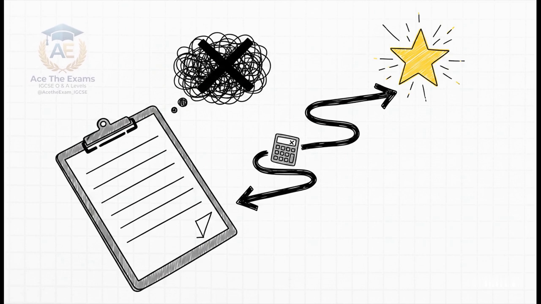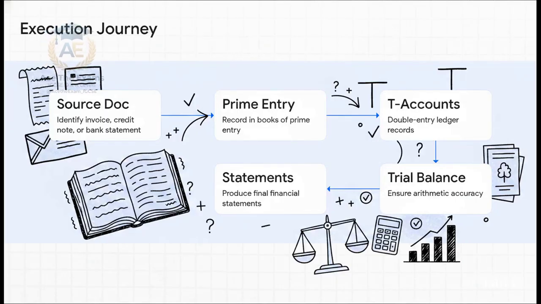Map it out clearly. Let's walk through a mini worked example of this execution journey. Imagine you buy goods on credit. Step 1. The source document is the purchase invoice. Step 2. You record this in the purchases journal, your book of prime entry. Step 3. It flows into the T accounts. You debit your purchases account and credit the supplier's account. Step 4. At the end of the period, those balances move to the trial balance to check your math. And finally, Step 5. It flows into your final financial statements. If you skip a step here or try to jump straight from an invoice to a final statement, that is exactly where those massive calculation errors multiply.